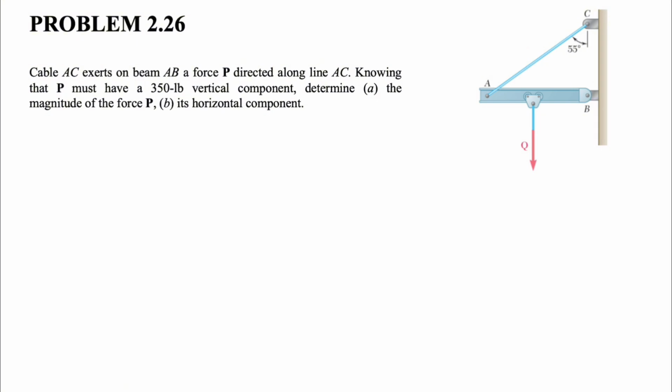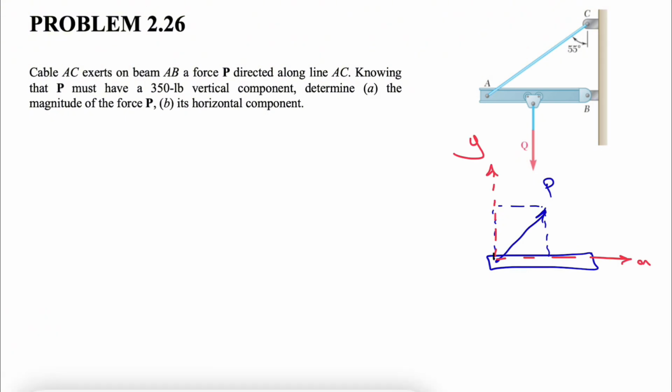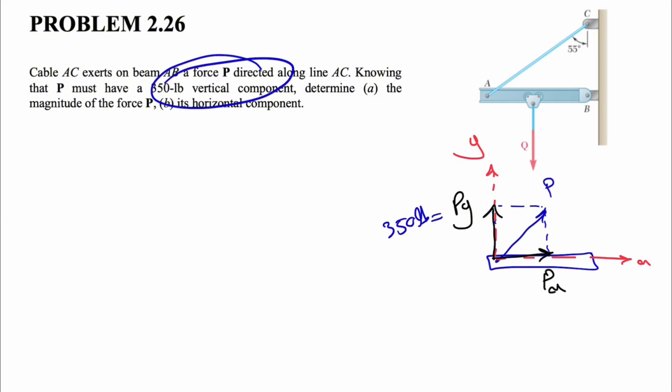So I'm just going to show the force before we get into the question in here. We have this force P that is applying at point A, and if we want to break it down to X and Y components, let's call our X and Y in this direction. This will be our X, and let's call this our Y. So this will be our PY, and we're going to call this one PX. From the question we know the vertical component, or the Y component, is 350 pounds. We need to figure out the PX and the magnitude of the force P.